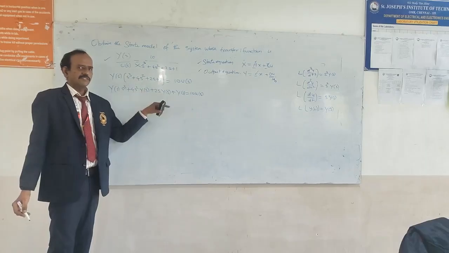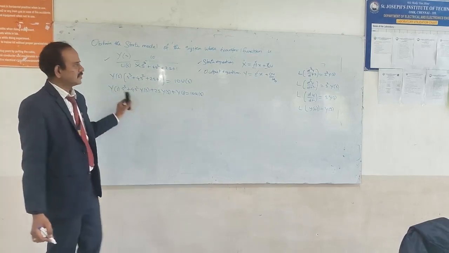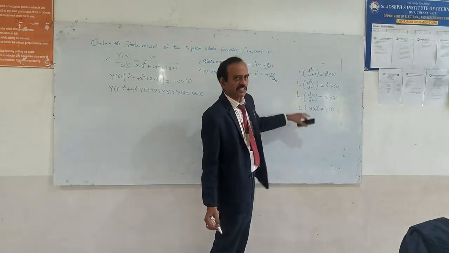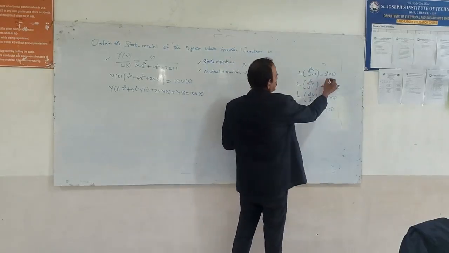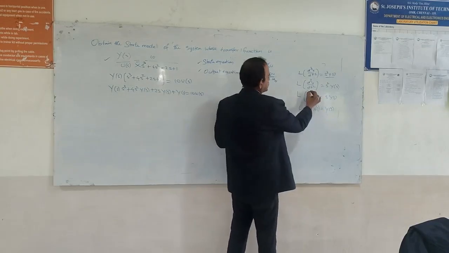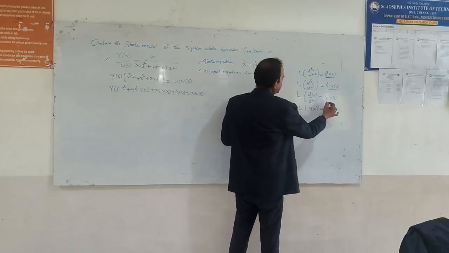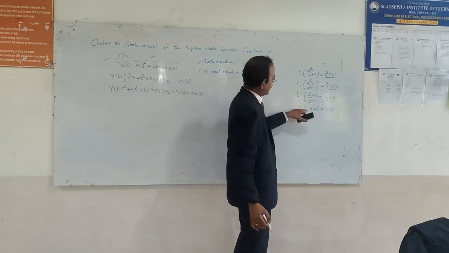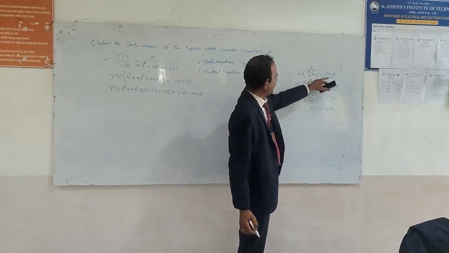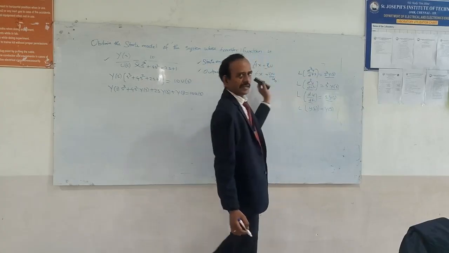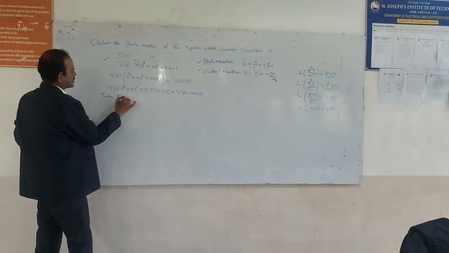If you want to convert it into a state model, first you have to know the inverse Laplace transform. So what is the Laplace transform for these differential terms? The Laplace transform of d cube y by dt cube is s cube into Y(s). Similarly, the Laplace transform of d square y by dt square is s square into Y(s). The Laplace transform of dy by dt is s into Y(s). Similarly, the Laplace transform of y(t) is Y(s). If you want to convert the s domain to the time domain, take the inverse Laplace transform. So for this equation, take the inverse Laplace transform.